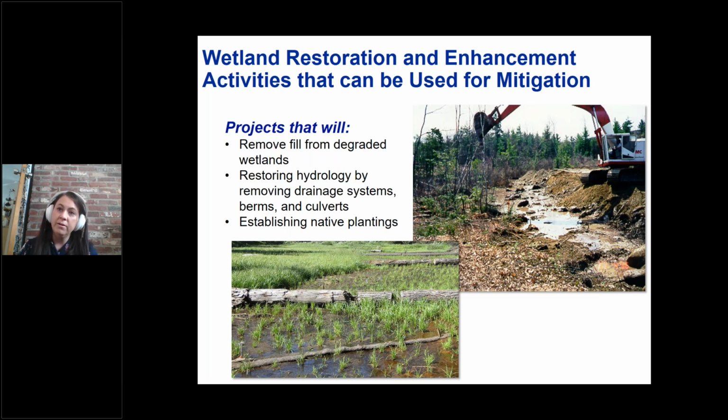In terms of practice, what practices can be done to create a mitigation site, whether it's permittee responsible or an ARM funded project. Projects that are going to remove fill from degraded wetlands, restore hydrology by removing drainage systems, berms, and culverts, and establishing native plantings. So any type of a restoration and enhancement activity can be considered mitigation if it's going to offset those losses that occurred from an impact. Next.